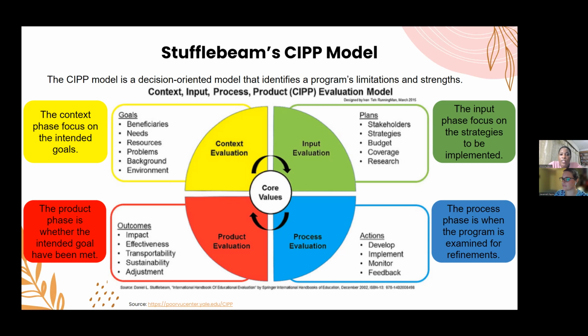The next phase is the process evaluation. The process phase is when the program is examined for refinements, and they also implement those refinements and get feedback from the participants. The next stage is the product evaluation. This phase is where the evaluator and the stakeholders determine whether the intended goal was met. They determine the impact that the program had, its effectiveness, transferability, sustainability, and adjustment.